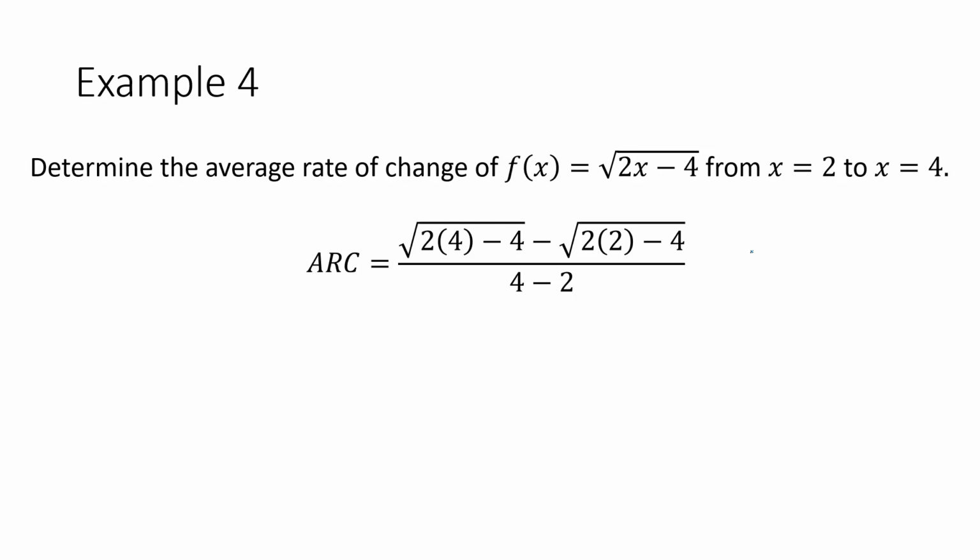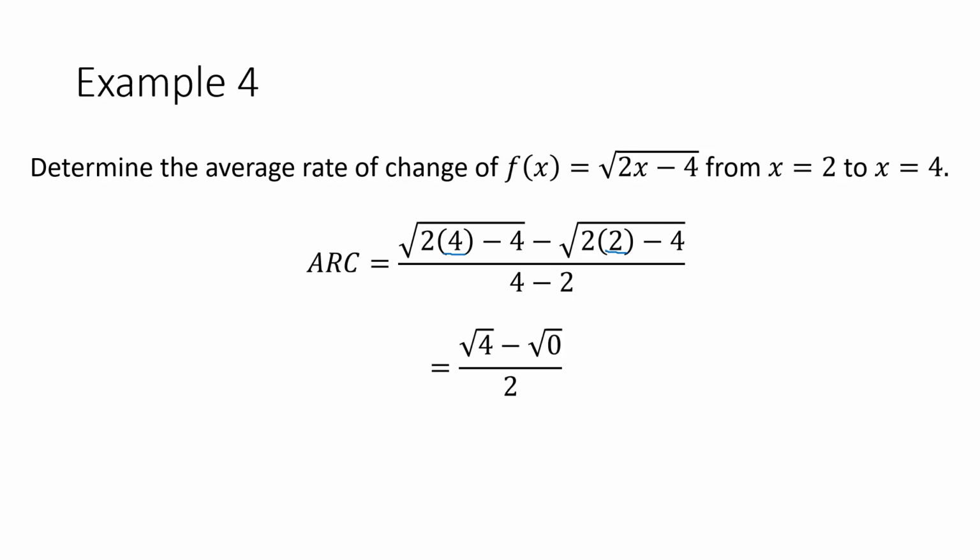I wrote it a bit differently this time. We're not using that function notation in its own step here. We're just going ahead and plugging in 4 into the function, plugging in 2 into the function, and subtracting those two amounts. So a little bit of simplifying to do there. Work on the inside of the radicals first, and then simplify down.